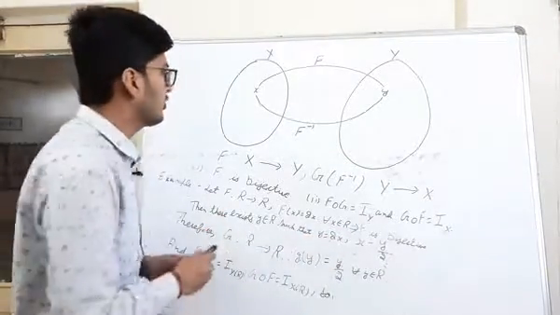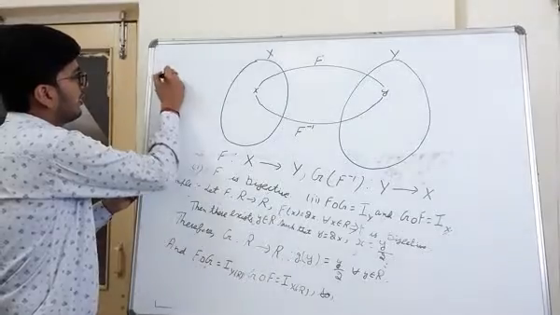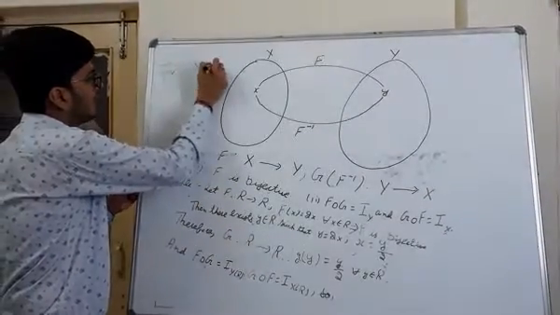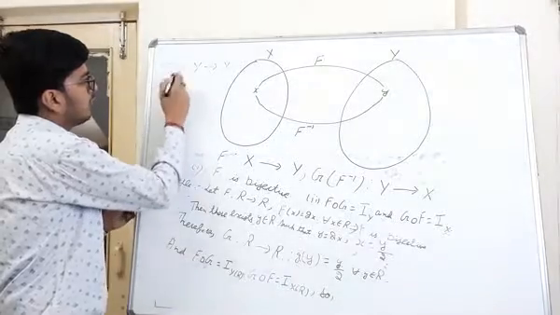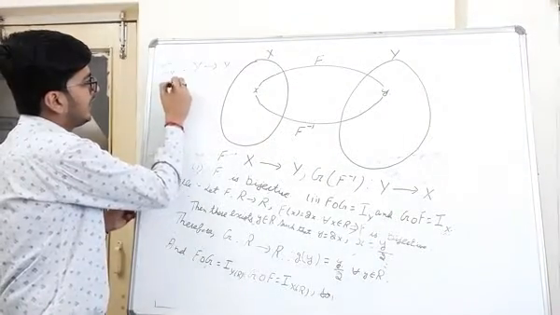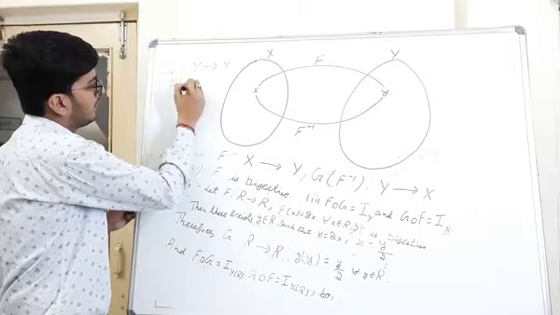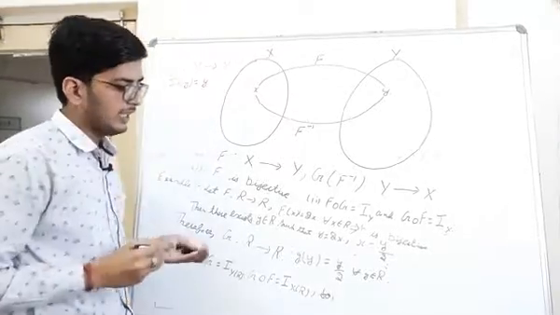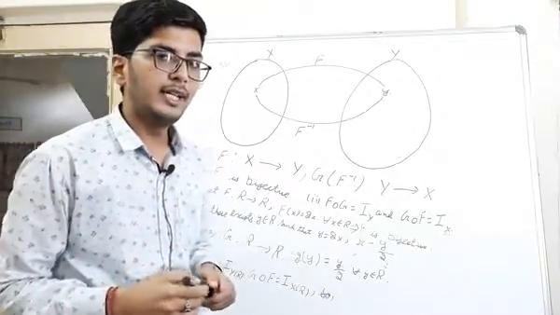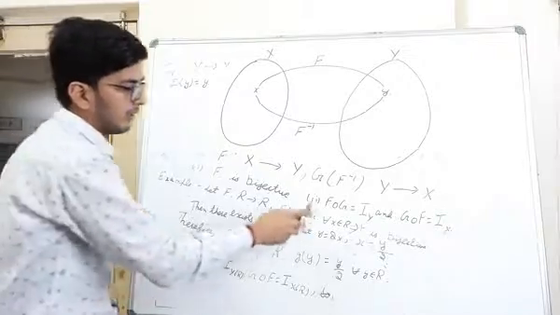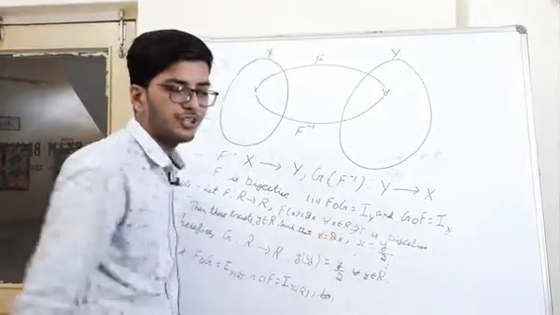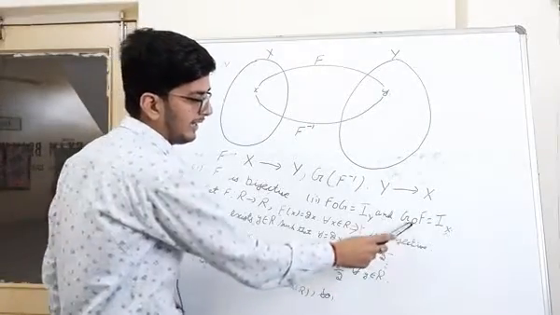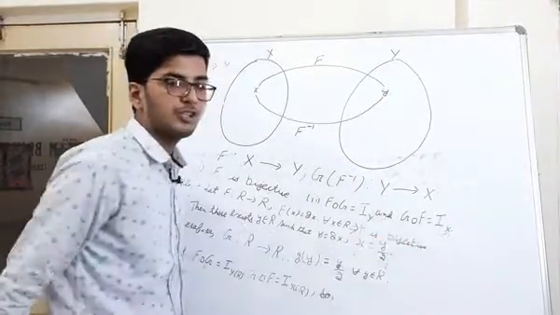What is the identity function on Y? It is a function from Y to Y which takes the elements of Y to itself, such that the image of any element will be itself. So these two conditions are a must: f o g must be the identity function on Y, and g o f must be the identity function on X.